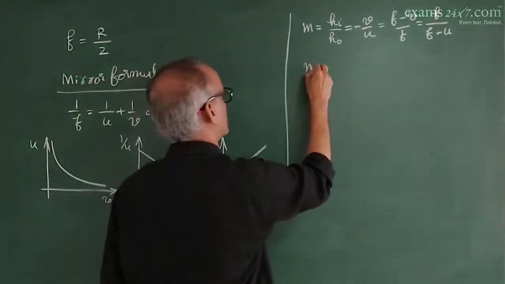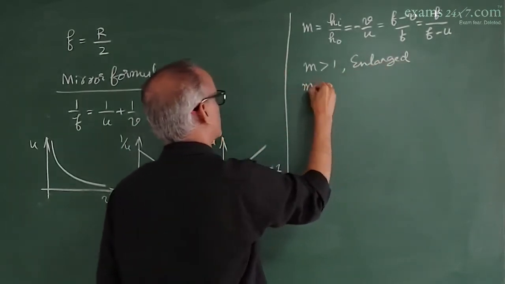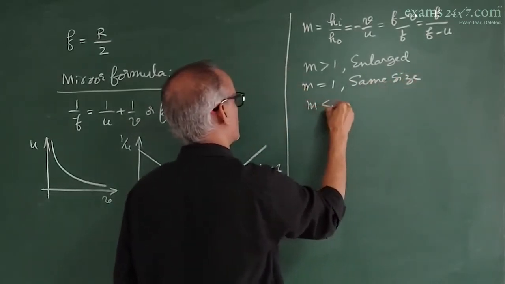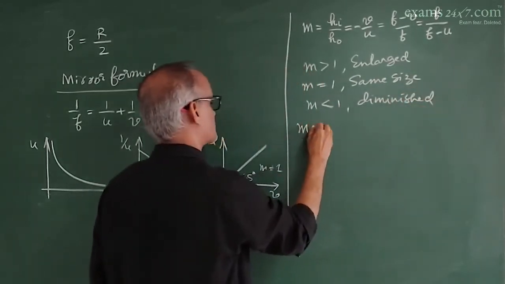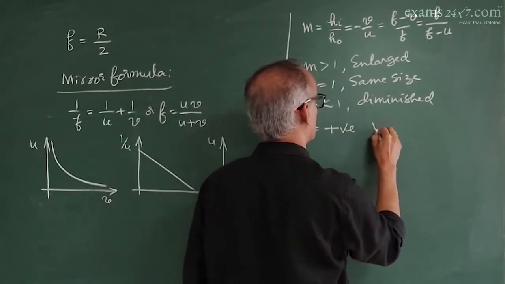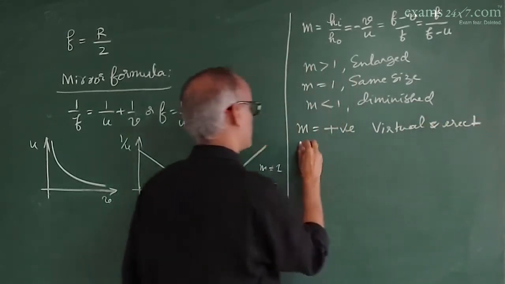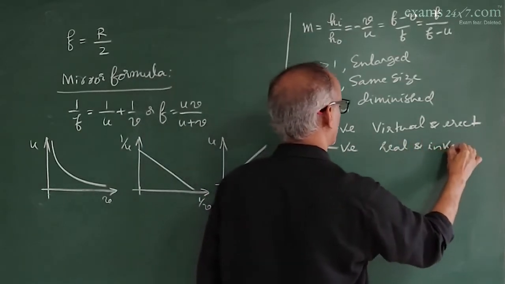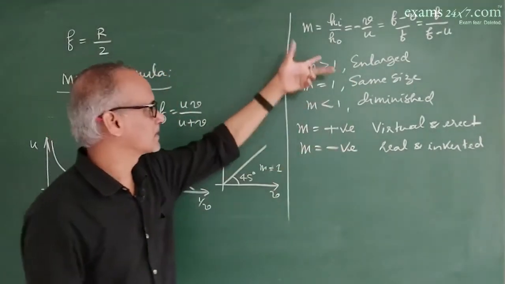If M is greater than 1, it means the image is enlarged. M equal to 1, the image is of the same size. If M is lesser than 1, it means it's diminished. If M is positive, then it's virtual and erect. And if M is negative, it's real and inverted. So this is the significance of the signs, and this is the significance of the value.